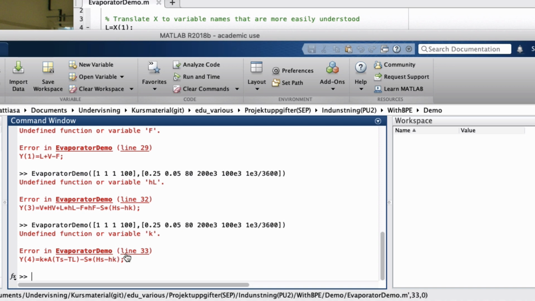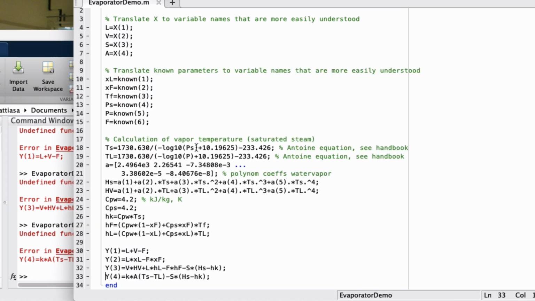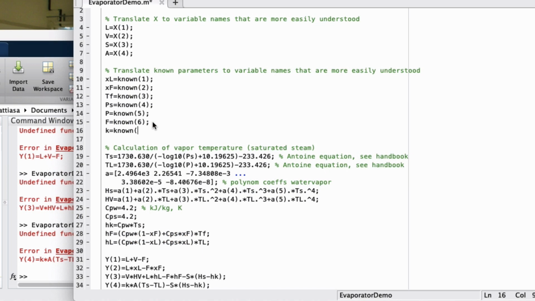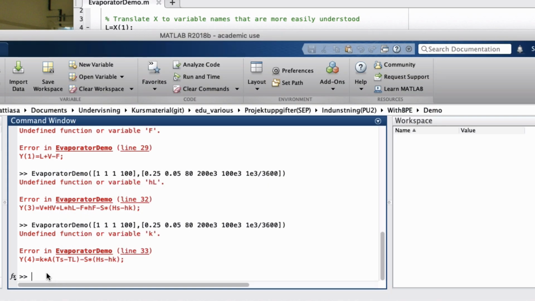Undefined function or variable K. I forgot K. That must also be a known. K equals known number 7. The K value here should be 1.6 kilowatt per square meter in Kelvin. 1.6.